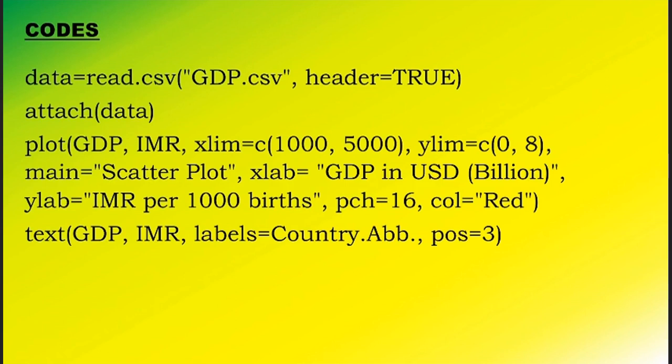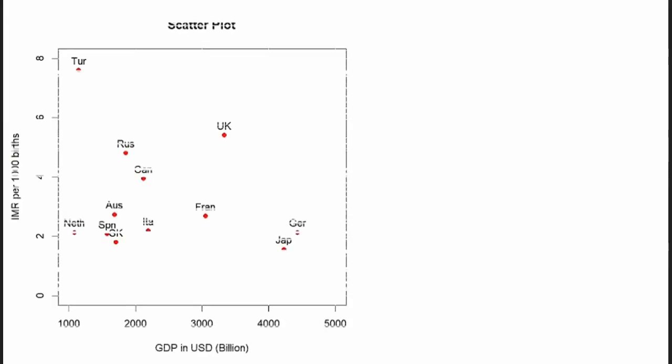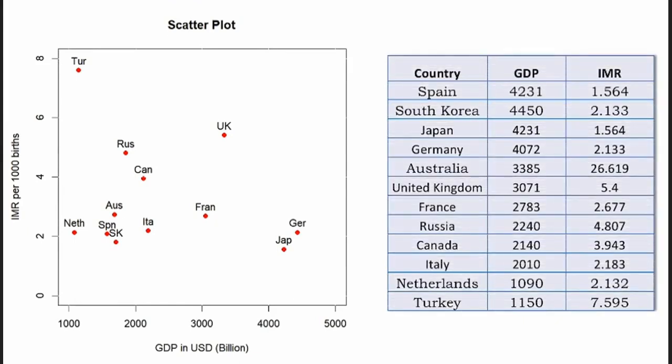We have used some country abbreviations. Suppose for South Korea we have used SK, for Australia we have AU, and so on. This will show the country name for its particular dot, that is, for the GDP value on the x-axis and the IMR value on the y-axis. Let us look at the plot. We can see that Netherlands, Spain, South Korea, Australia and Italy are already written in the plot. If we compare this with the data set, we can see and compare side by side.